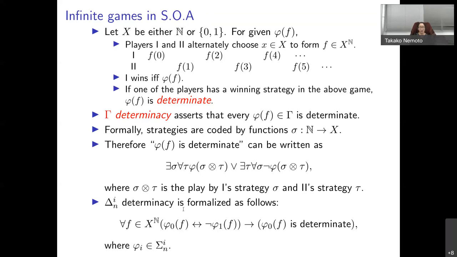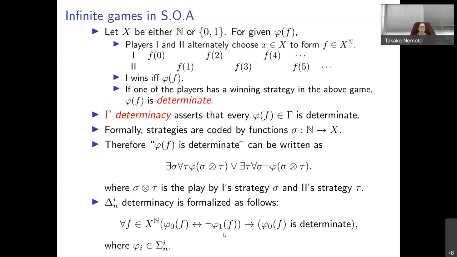Intersection class of Σ^I_n and Π^I_n. But in our setting, we don't have any class of formula Δ^I_n, but we formalize the determinacy statement like: for all functions x to n, if φ_0 of f holds if and only if Σ^I of f holds, then the game φ_0 of f is determined. Where the φ_i are all in Σ^I_n. So it is Σ^I_n, but the negation is also Σ^I_n.